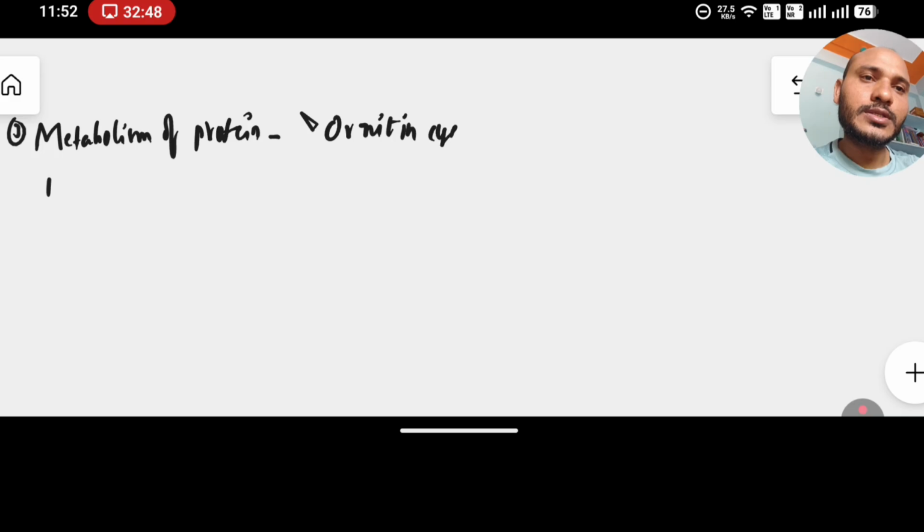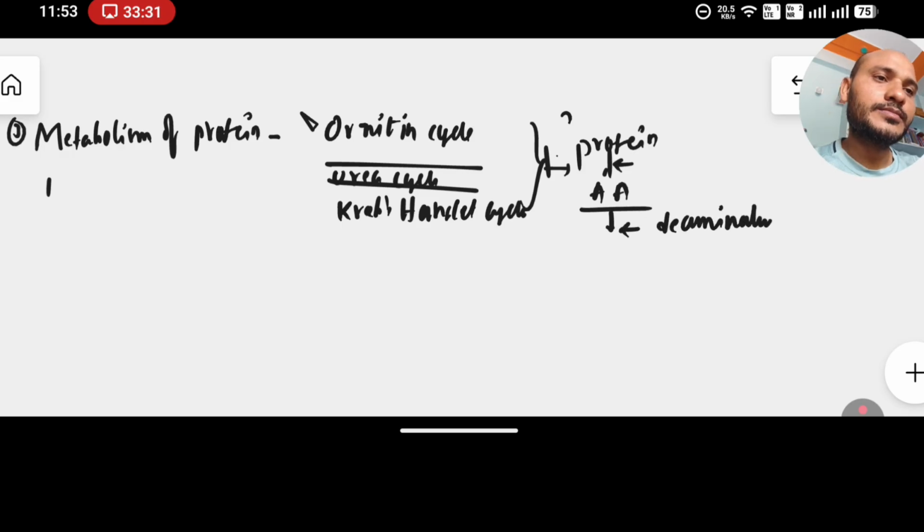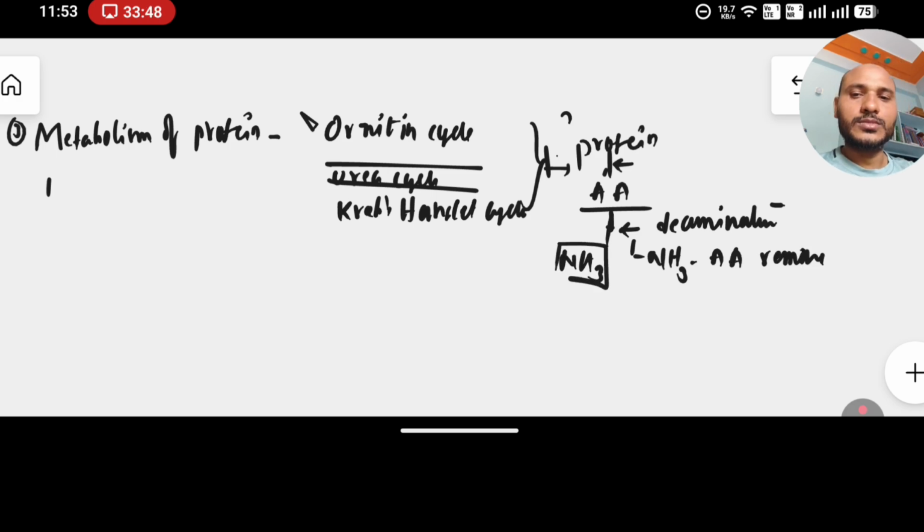The liver plays an important role in metabolism of protein, in which the ornithine cycle, also called the urea cycle or Krebs cycle, takes place. The protein undergoes metabolism, that is a breakdown or catabolism process, into amino acids. From these amino acids, they enter into the deamination process, by which ammonia is removed. Ammonia is removed from the amino acids. This ammonia is a highly toxic waste material.